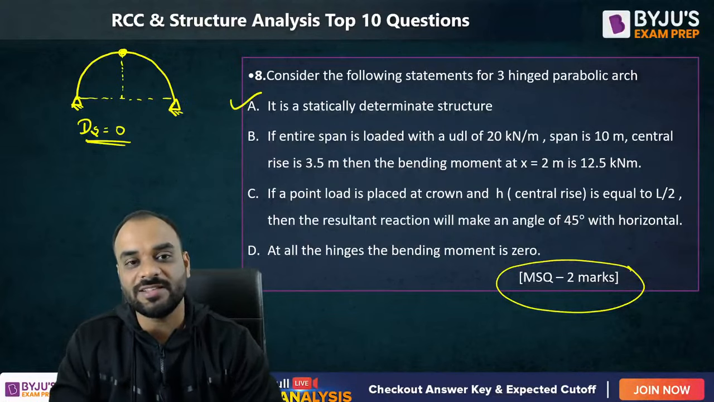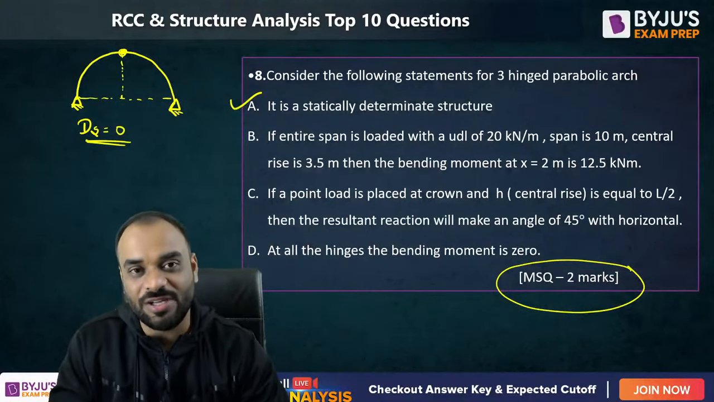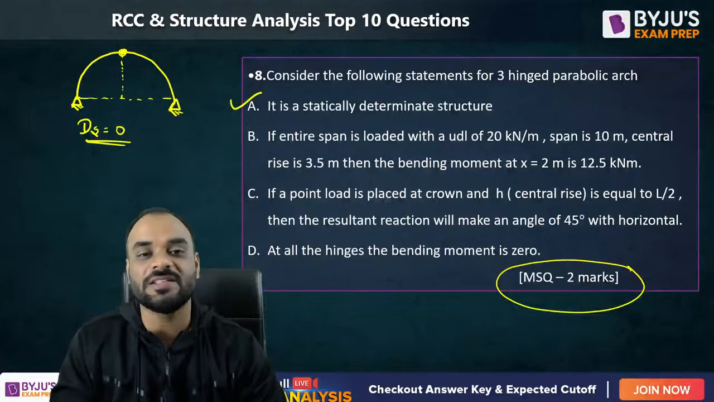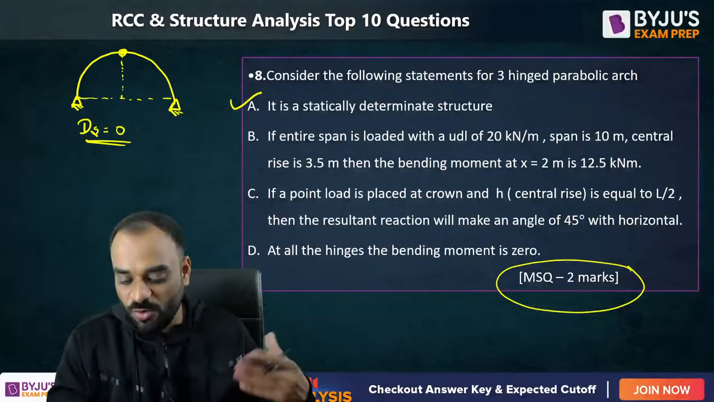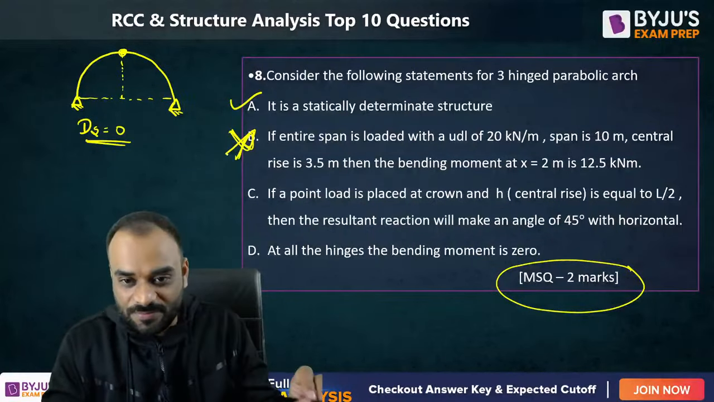You will not get the answer because we know that the bending moment on a three-hinge parabolic arch, if a UDL is placed on the entire span, is always equal to how much? It is 0, Baba, it is 0. So this statement is always wrong, right?